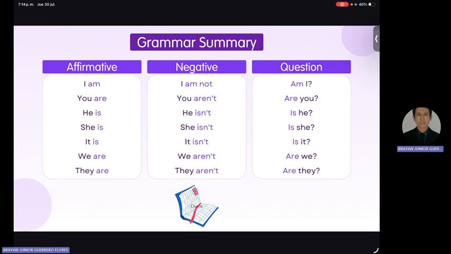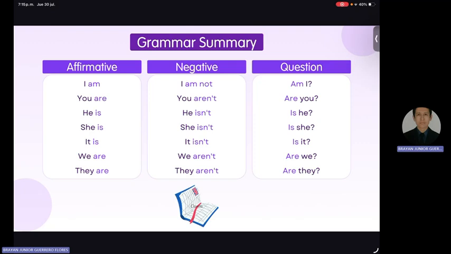So, we're going to remember some grammar. For example, affirmative: I am, you are, he is, she is, it is, we are, they are. Very good. Excellent. Can you help me reading, please, negative? Very good. I am not, you aren't, he isn't, she isn't, it isn't, we aren't, they aren't. Excellent. Good pronunciation.